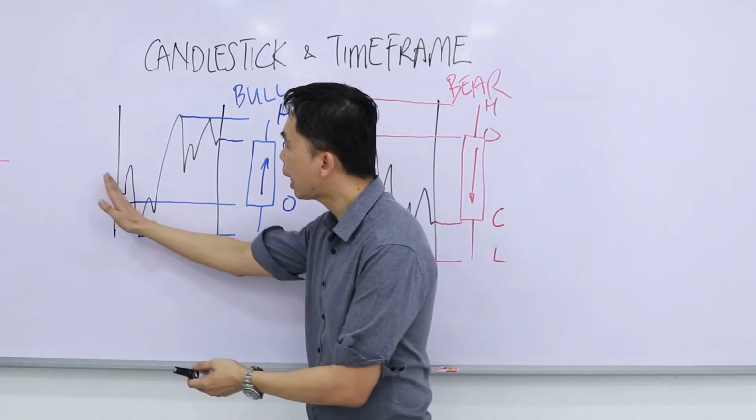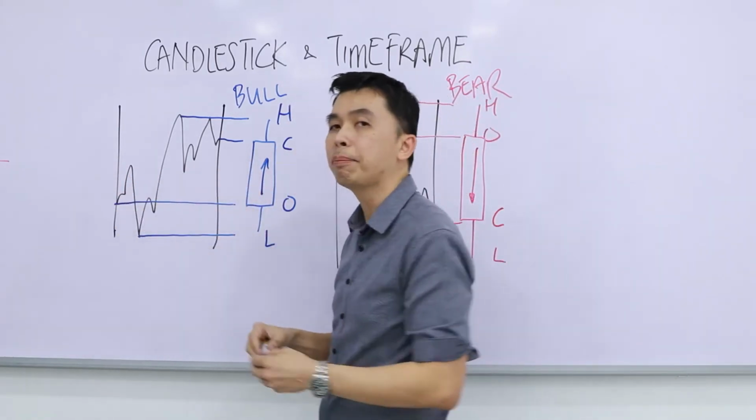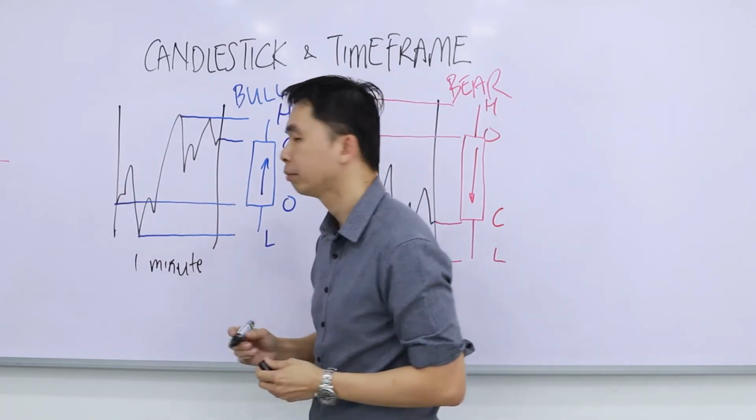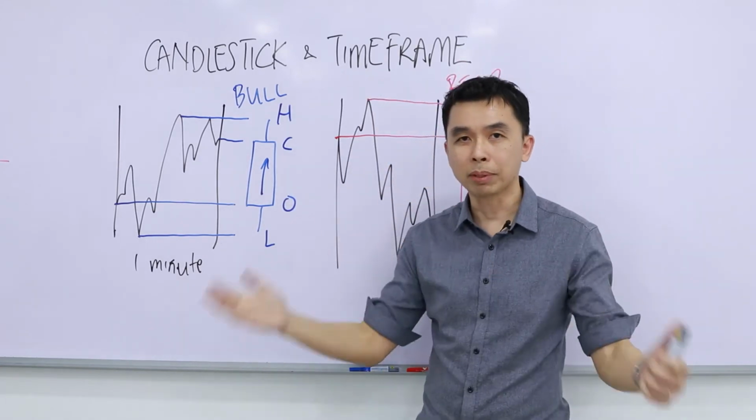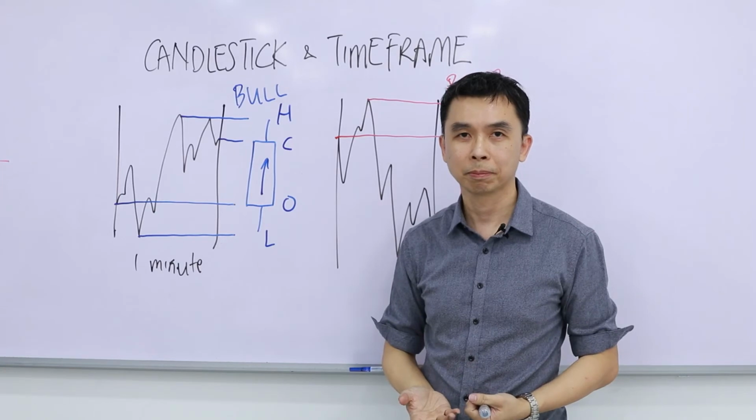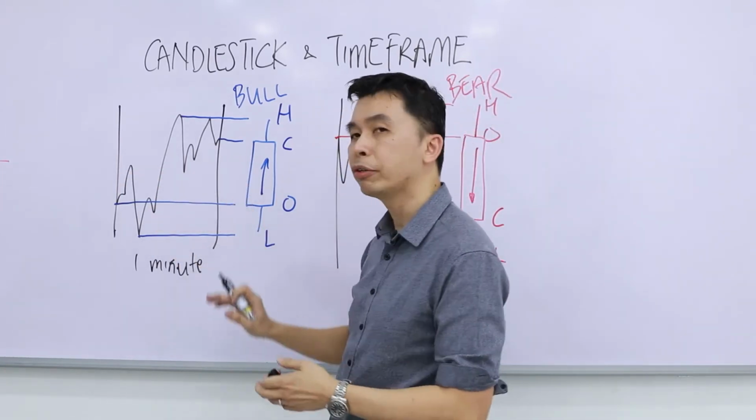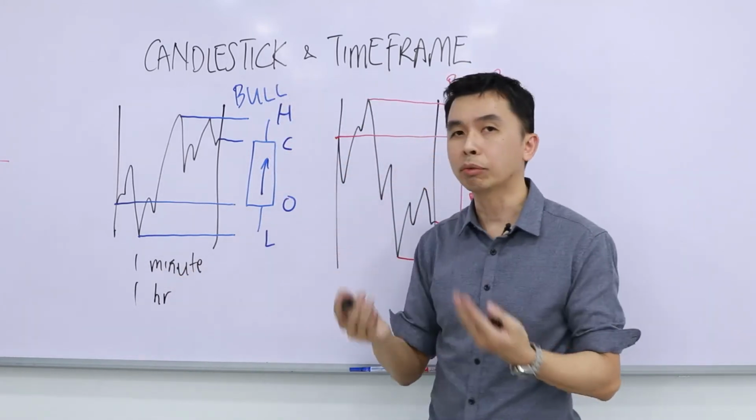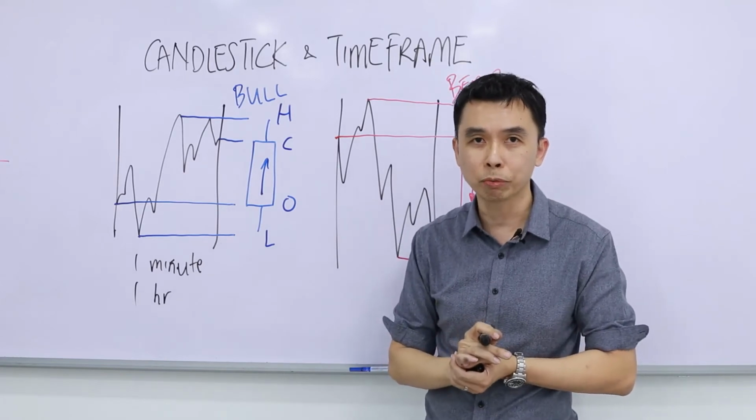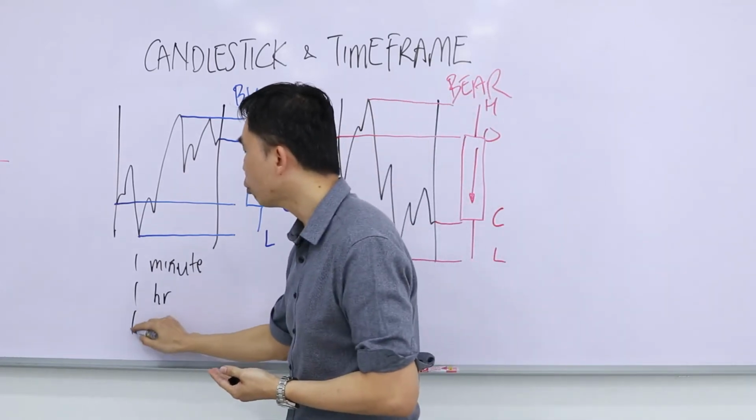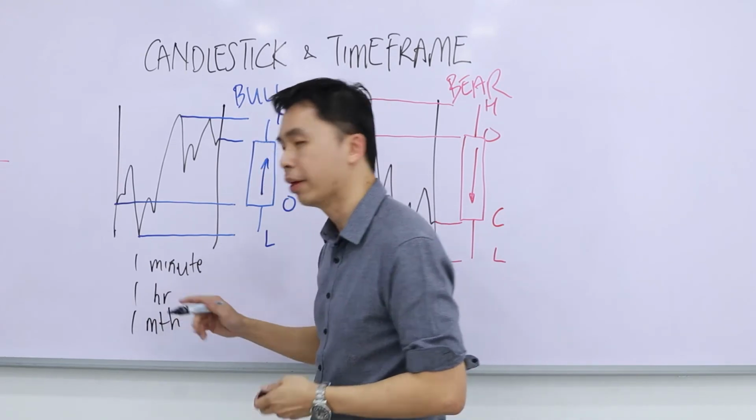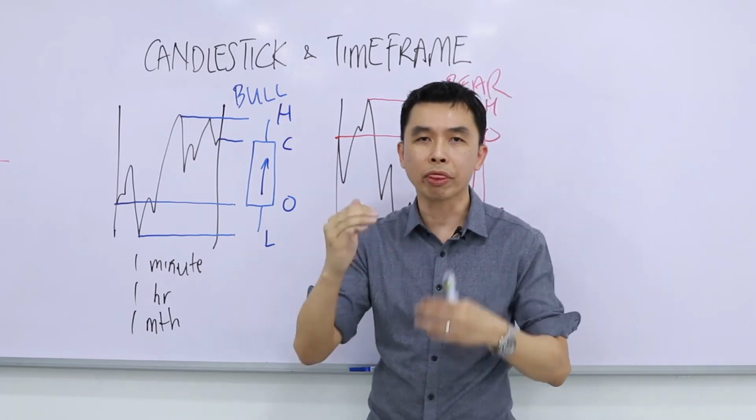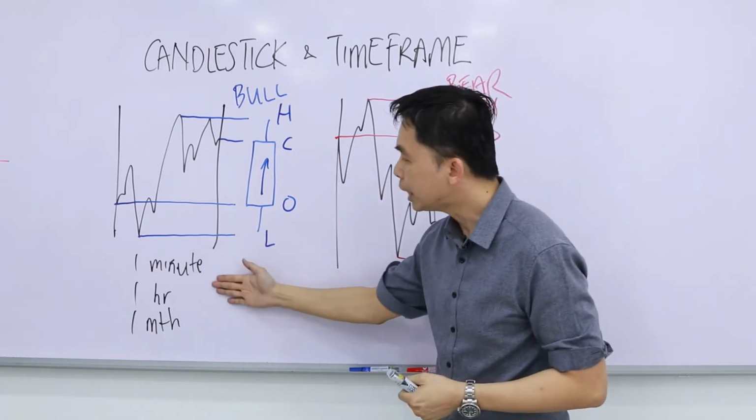Remember, I mentioned the time period. So imagine this time period from the start to the end is only 1 minute. This candlestick would have represented 1 minute of price movement. Similarly, this period could be 1 hour. In this case, the candlestick would have represented 1 hour of price movement. And it can go as far as 1 month period. And it will mean that the candlestick represents 1 month of price movement. This is time frame.